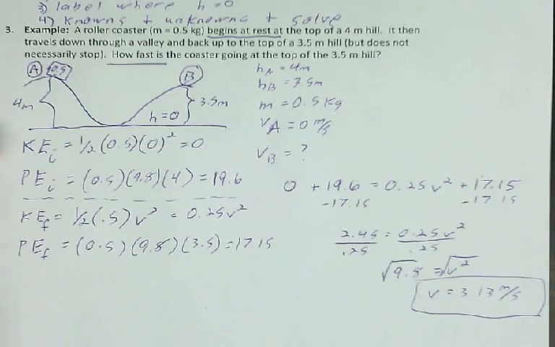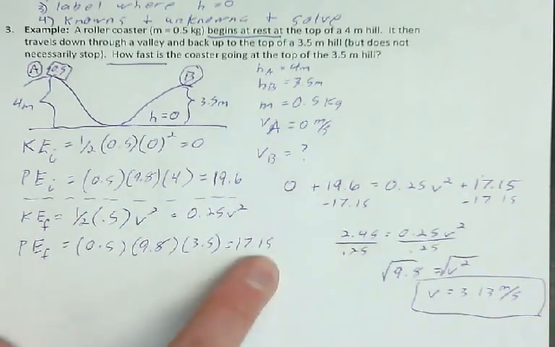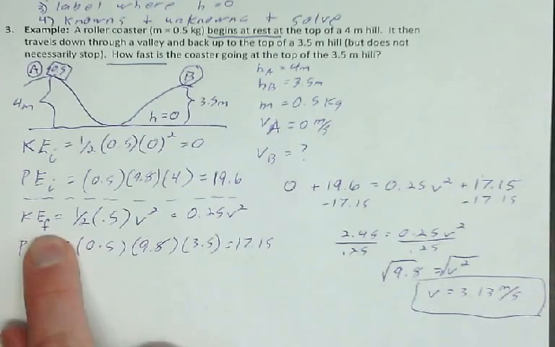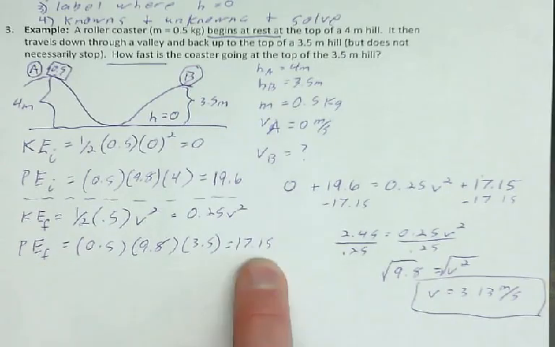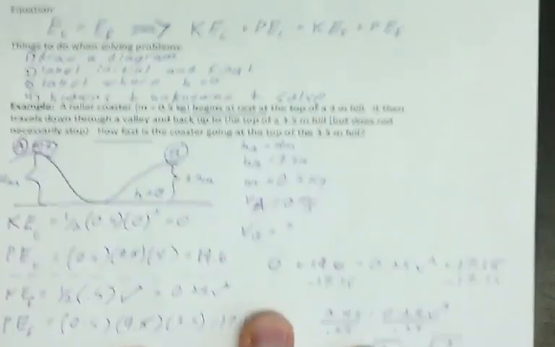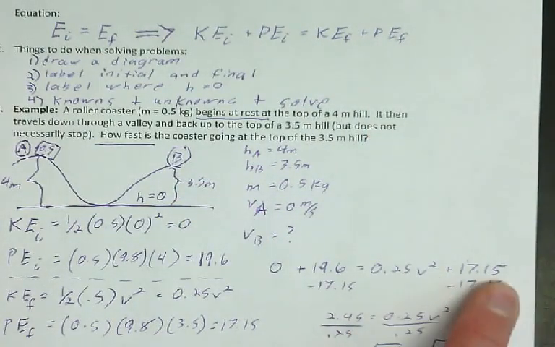You add the kinetic and potential initial together, and you add the potential and kinetic final together. So you don't add kinetic initial, kinetic final, potential initial. That's the potential final. So KE final is 0.25 V squared. PE final is 17.15. So when I set up the equation, KEF plus PEF, 0.25 V squared plus 17.15.